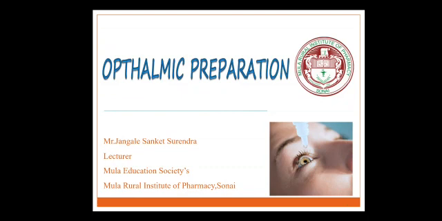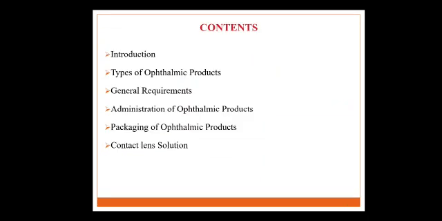Today we are going to discuss the chapter ophthalmic preparations. This chapter is generally discussed for second year diploma in pharmacy students. Now we will see the contents of this chapter. This chapter contains the introduction of ophthalmic products, types of ophthalmic products, general requirements of ophthalmic products, administration of ophthalmic products, packaging of ophthalmic products, and contact lens solutions.